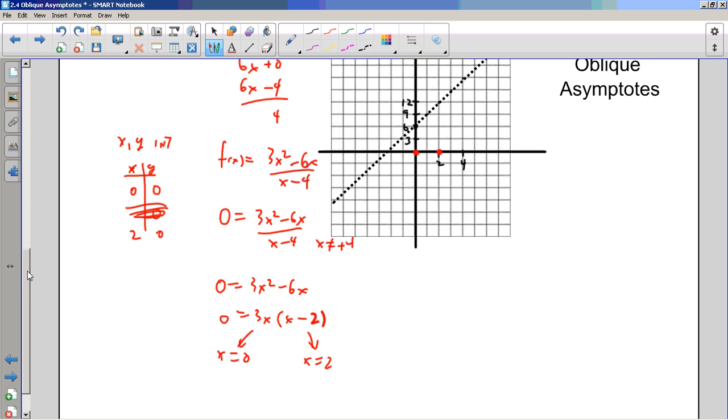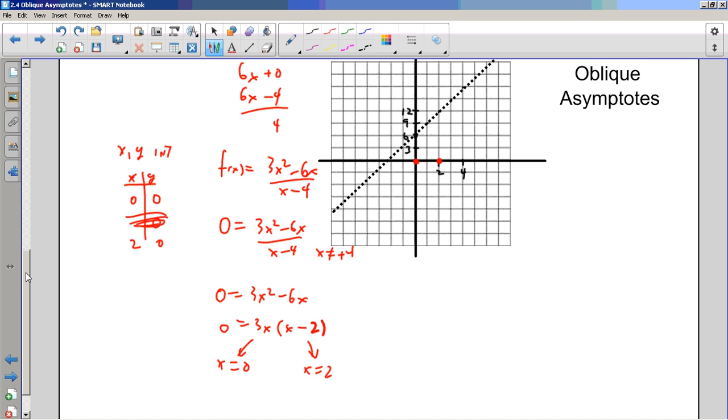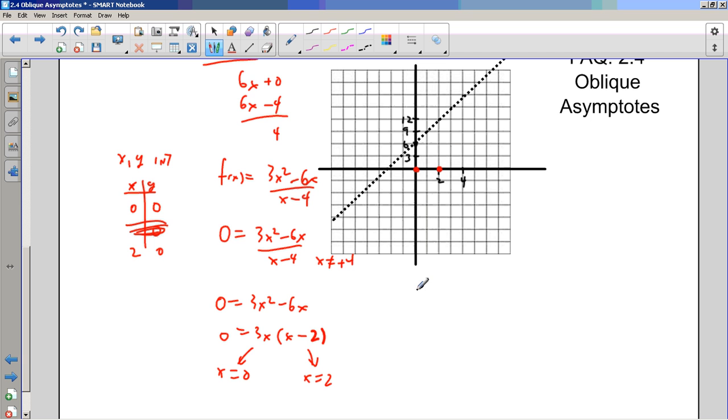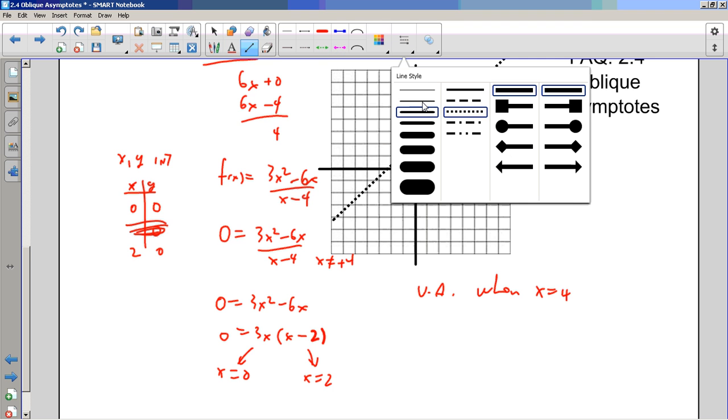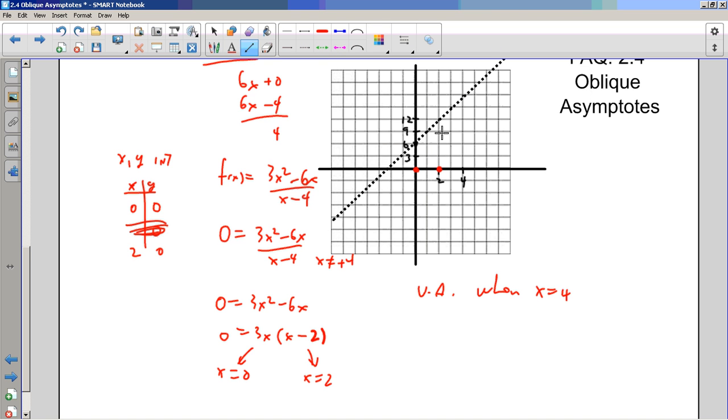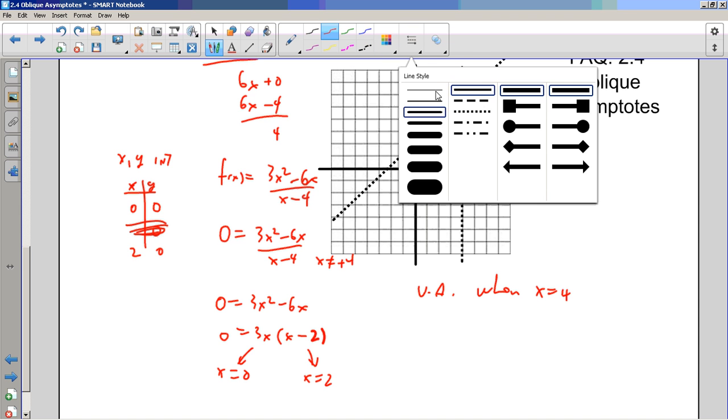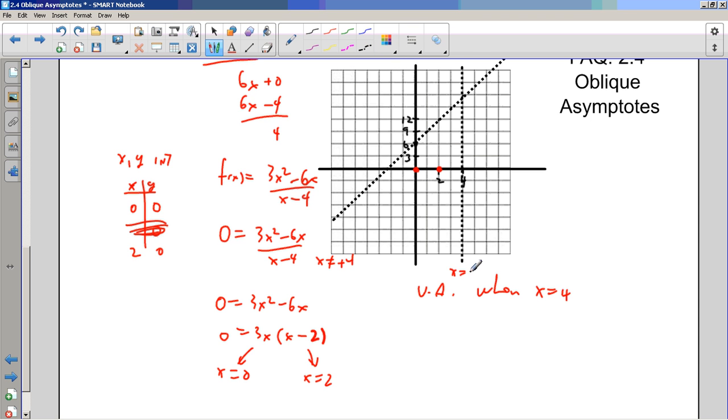All right, I still can't see what's going on with this graph. Well, let's keep going. What else would we like to know? Vertical asymptotes. When x equals 4, I get a vertical asymptote. So I'm going to draw my vertical asymptote in there. Right, good. At x equals 4, vertical asymptote. Slant asymptote of y equals 3x plus 6.